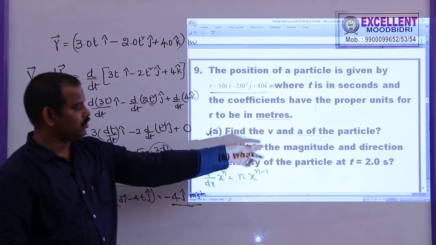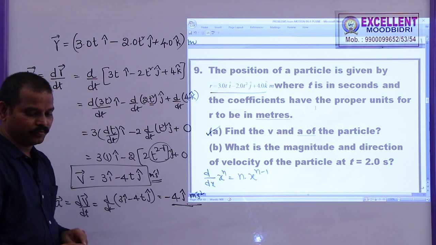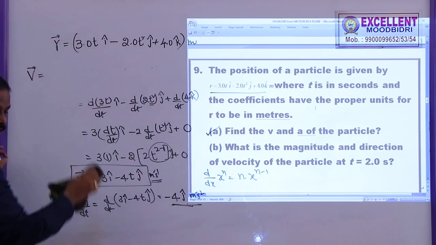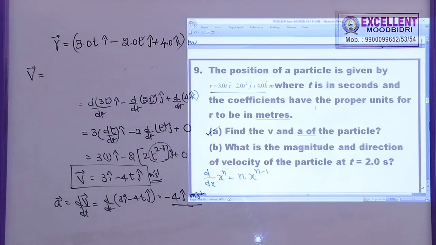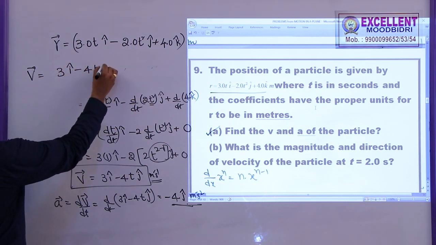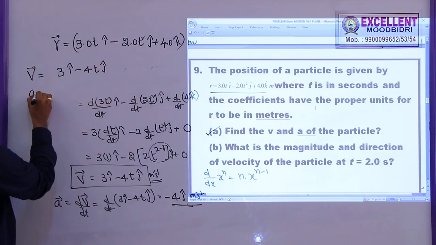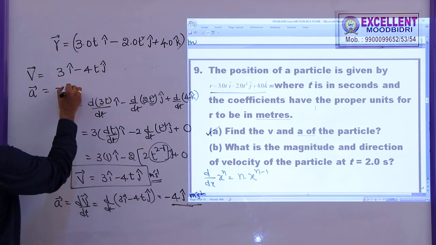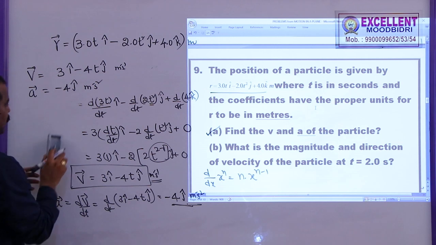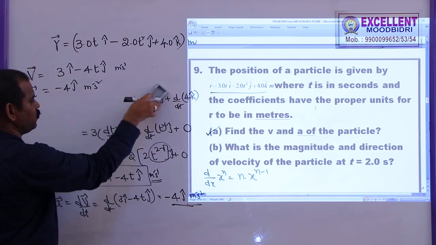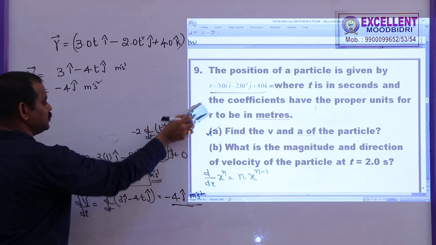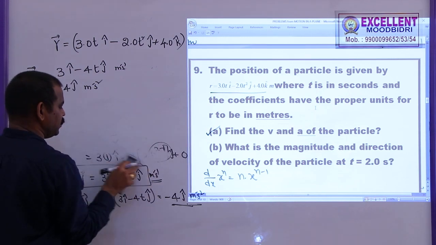But in part B they are asking us to find the magnitude and direction of velocity of the particle at t equal to 2. So let me write the velocity vector: v is equal to 3 i cap minus 4t j cap meter per second. Similarly acceleration is given by minus 4 j cap meter per second square. In part B of this problem we are going to find the magnitude as well as direction, because velocity is a vector and acceleration is a vector.